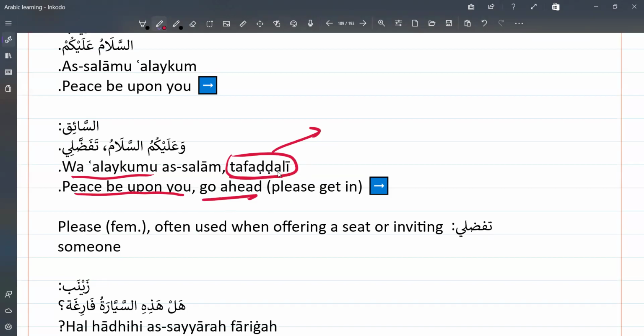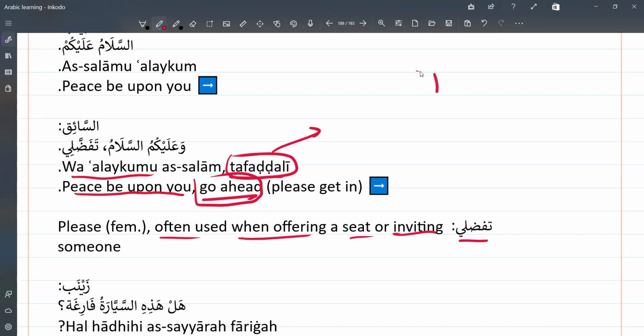But tafaddali is a very broad word in Arabic. It is basically used for politeness. Tafaddali can mean here you go, or in this case it means go ahead. Whenever you meet a formal person, you can use this word tafaddali to address him politely. It is often used when offering a seat or inviting.